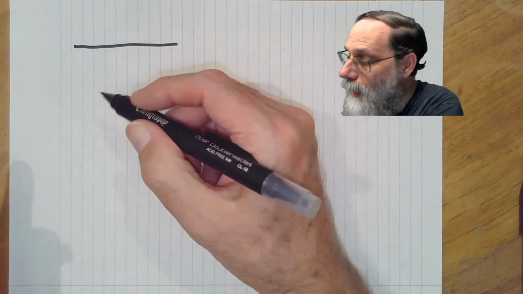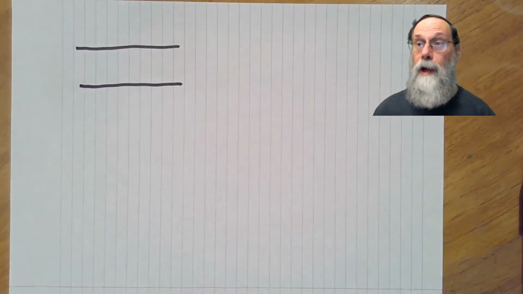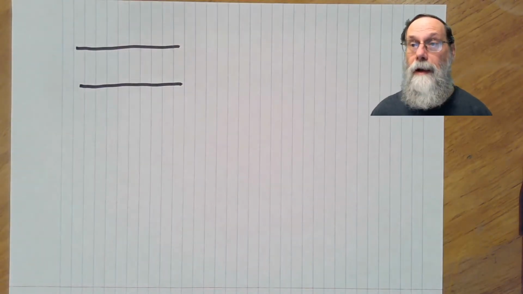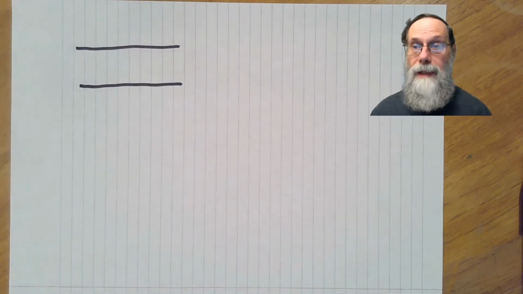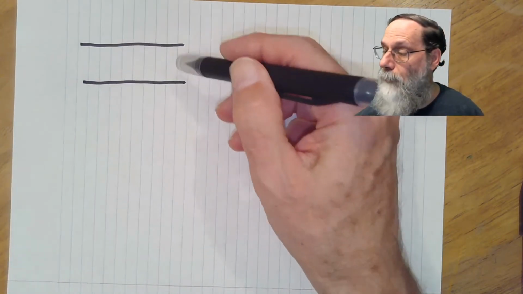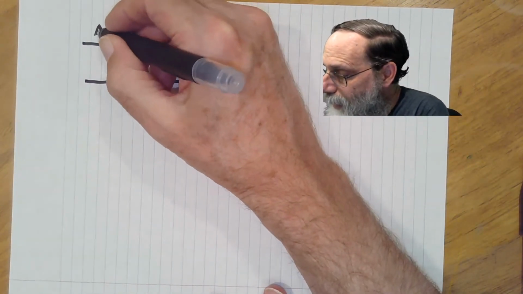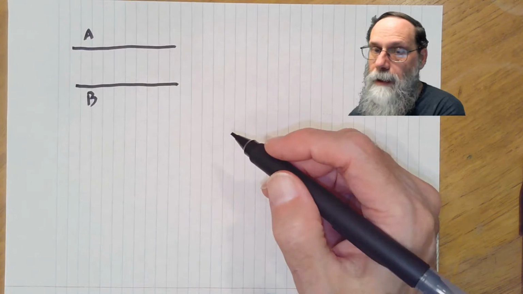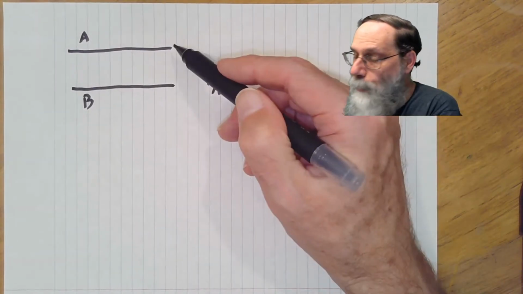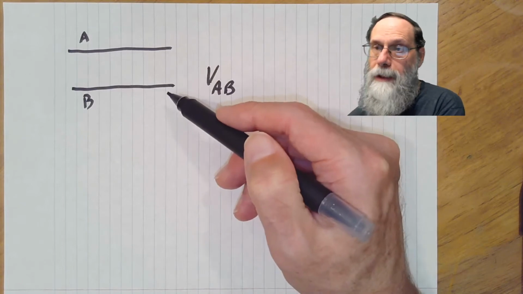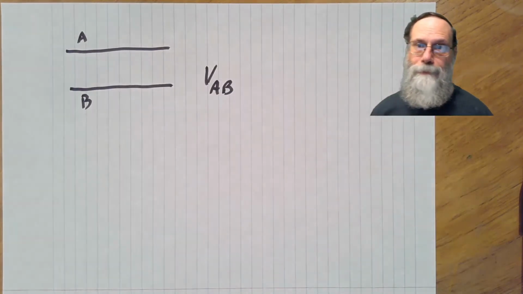We can have another line and say that's a different node, and the idea again is that every point on this line is at exactly the same voltage, but it's a different voltage from this other one. So if I call this line A and this line B, we will talk about VAB as the voltage between A and B, the difference in potential from A to B.